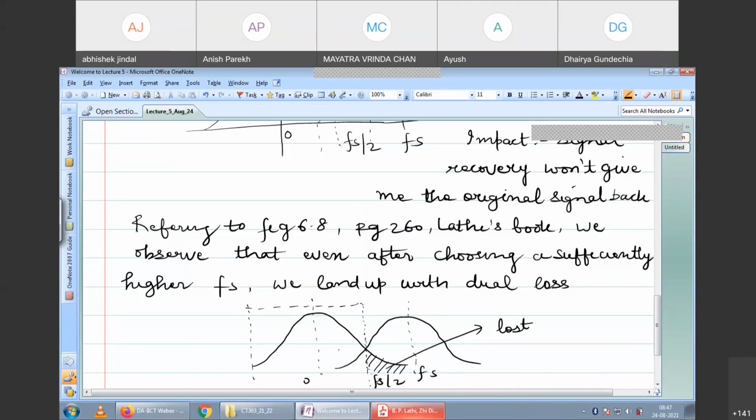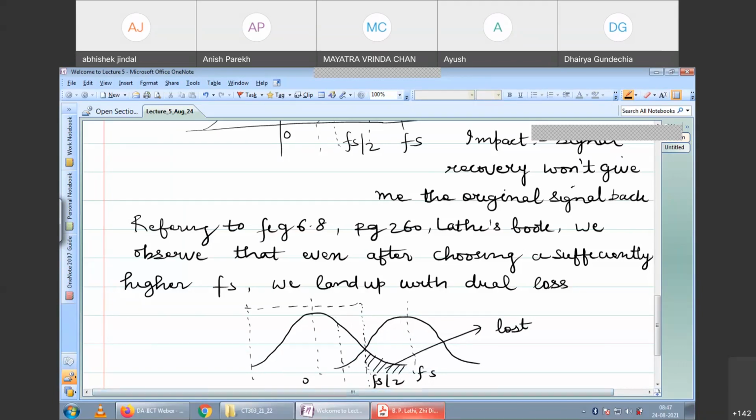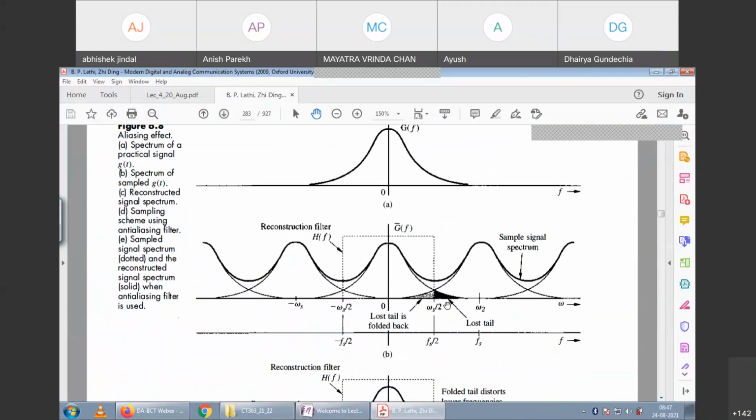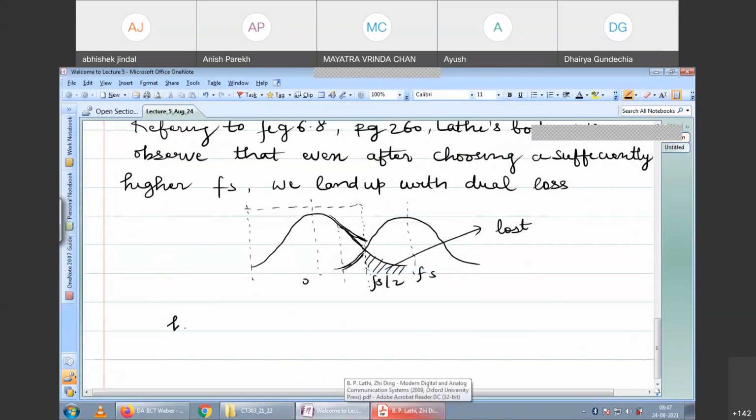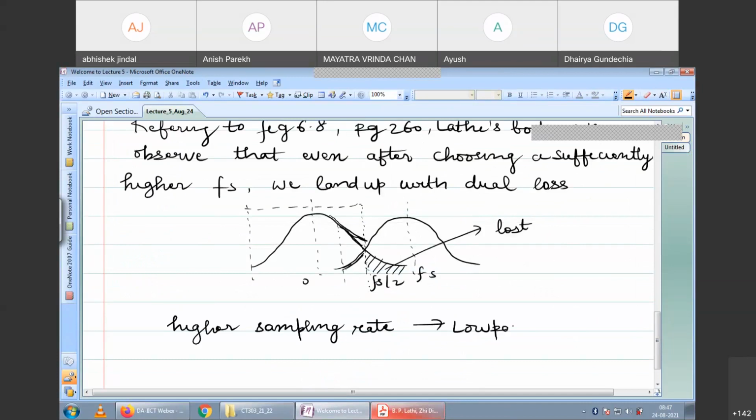But one more loss happens. What about this region? Because this waveform adds to this, instead of getting this, you get something like this. The shape is like this. You can clearly see in the figure here, I think it's properly drawn, that this folded tail which comes back because of this replica adds to the lower frequencies, the frequencies lower than omega s by 2, and the spectrum takes a different shape. So using a higher sampling rate, then a low pass filter, leads to dual loss.